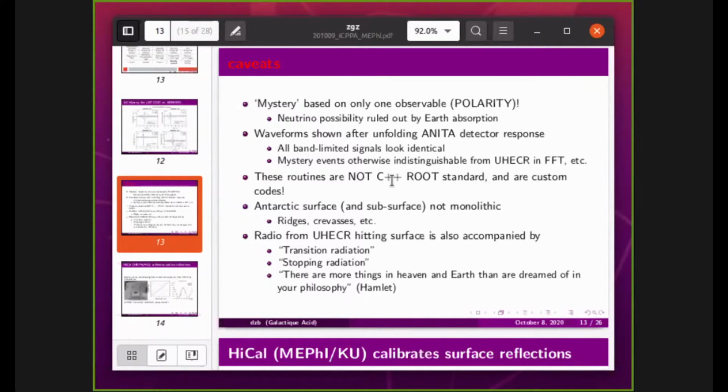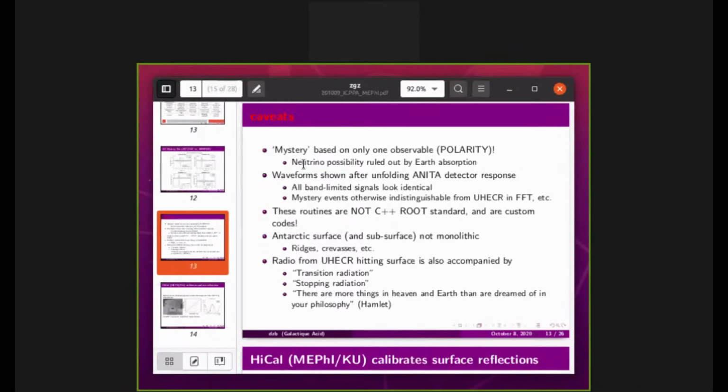Then the question is, well, maybe what you're seeing is really a neutrino, because then it would not have this inverted characteristic. But that possibility is ruled out by Earth absorption. At these sort of incident angles of 30 degrees, 35 degrees, the chord of Earth that the neutrino will go through is so large that the neutrino will have to have interacted before it can possibly produce a signal.